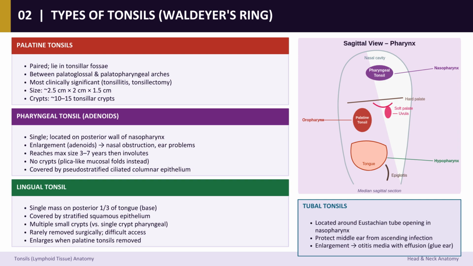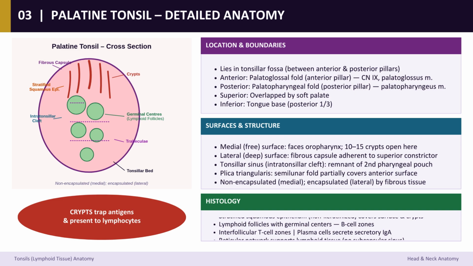What are tubal tonsils? You can say it is an accessory tonsil located around the eustachian tube opening in the nasopharynx, protecting the middle ear from ascending infection. When enlarged, it causes otitis media with effusion, glue ear. Remember that mainly the tonsil involves the ear. So if a patient presents with an ear problem, you can check the tonsil region too, because sometimes we don't know why this ear infection occurs. Sometimes it may occur due to the tonsil.